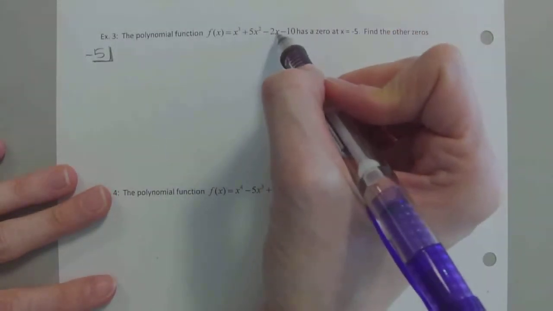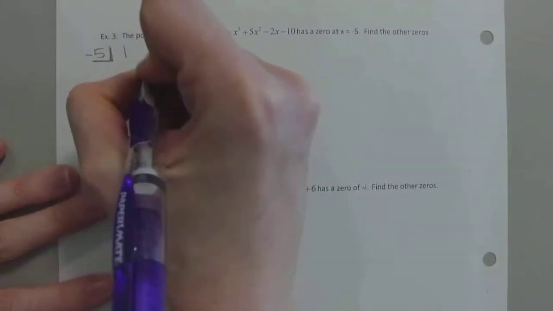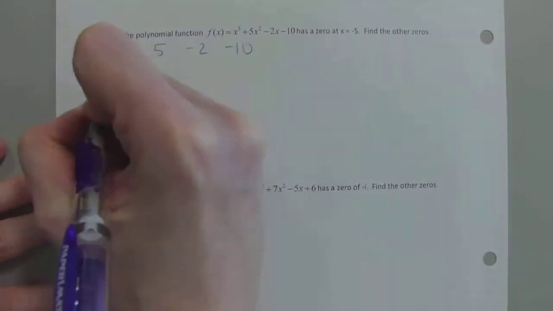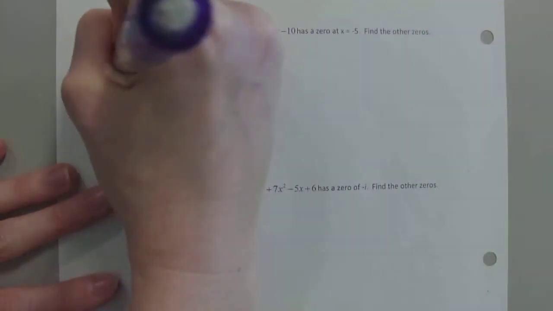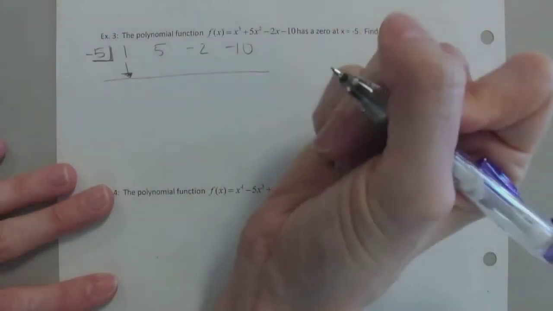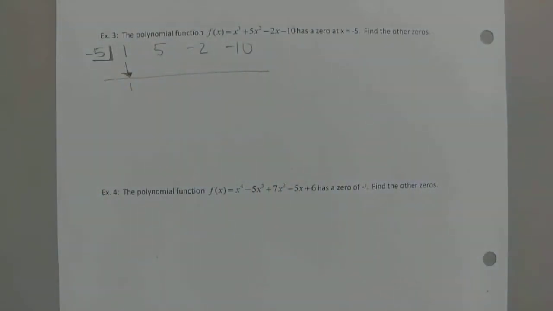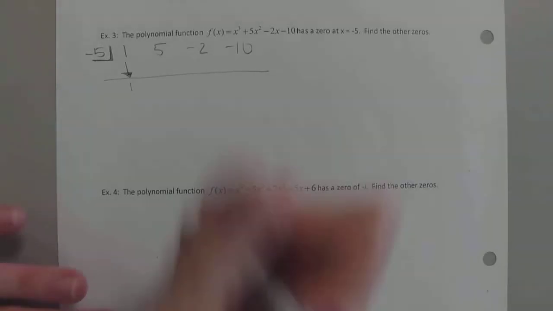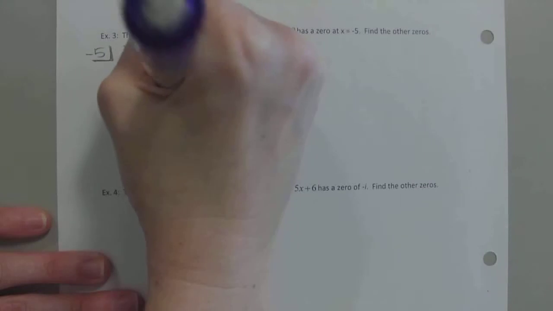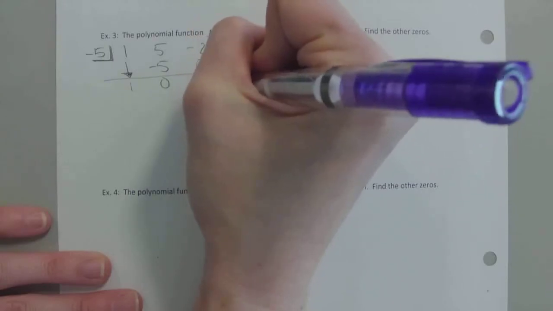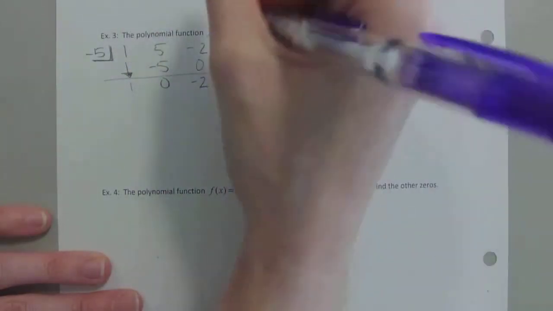So -5 will go up on the shelf, okay? And we have all of our place values accounted for: cubed, squared, first power, constant. So we'll just do 1, 5, -2, -10. So this is kind of a good review of what we did yesterday. All right, bring down the 1. So multiply, throw it on the line, and then add, right? So what's -5 times 1? -5. So that will be 0 because we're adding.